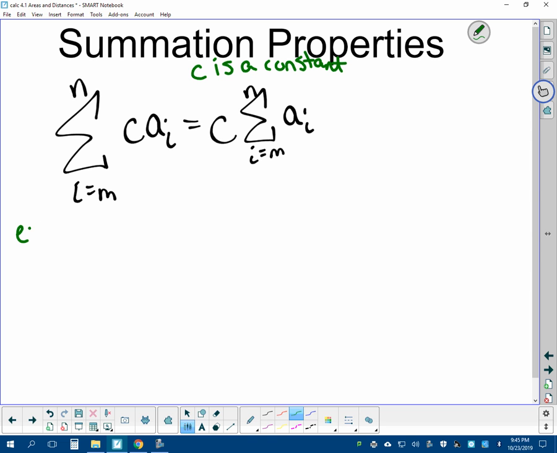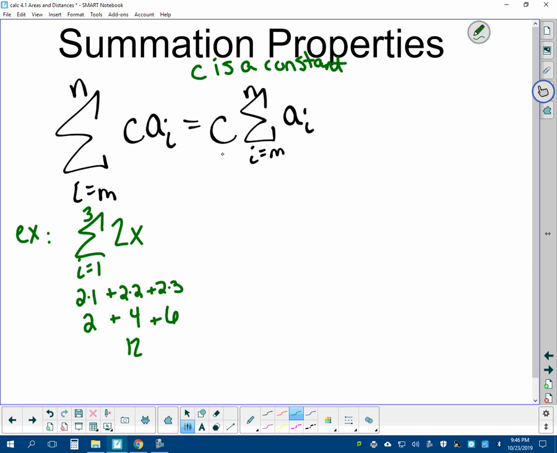Okay, so an example to highlight that, say we are going from i equals 1 to, let's just go to 3 of 2x. I'm going to put the answer down here. I would have 2 times 1, which of course would be 2, plus 2 times 2, which would be 4, plus 2 times 3, which would be 6, so I'd get 12. Versus if I did it this way, my 2 would come out.